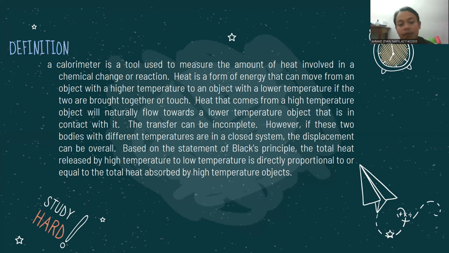The transfer can be incomplete, however. If there are two bodies with different temperatures in a closed system, the displacement can be overall. Based on the statement of Black principle, the total heat released by the high temperature object to the low temperature object is equal to the total heat absorbed by the low temperature object.